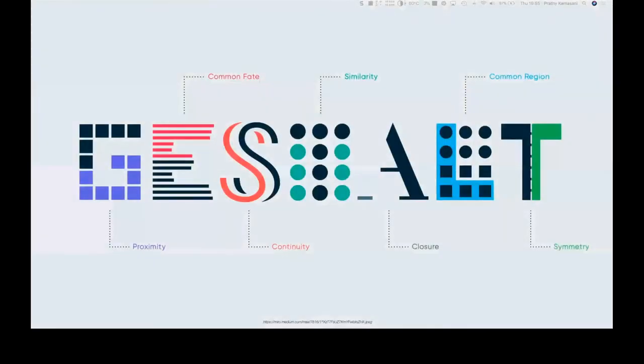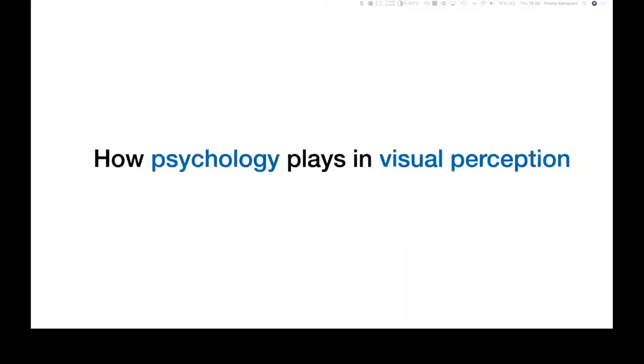Gestalt means a unified whole. As humans, we like to group stuff. We do that by seeing patterns, and when we see patterns, we like to group them into one group. That's how we look at whatever we are seeing. That's how our psychology and visual perception work, and that visual perception is very useful when we're talking about data visualizations.